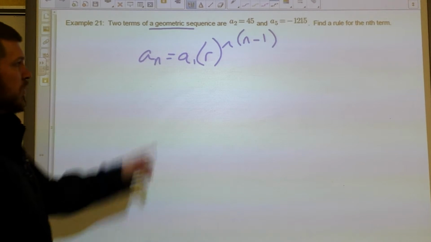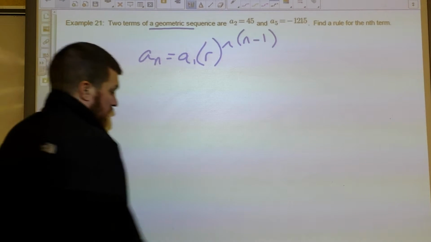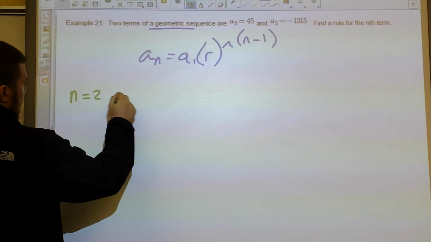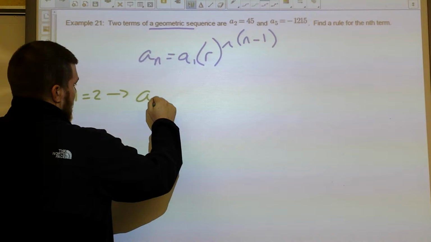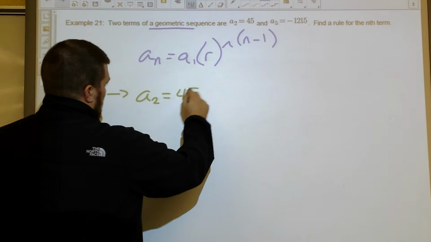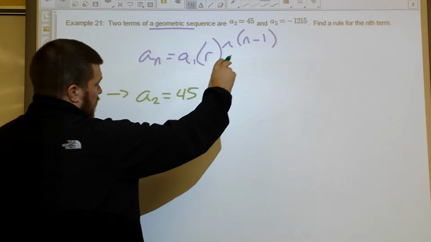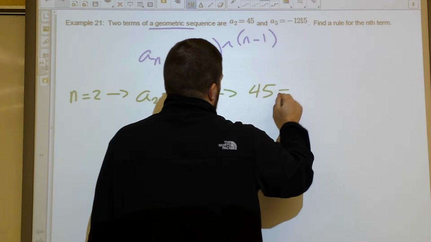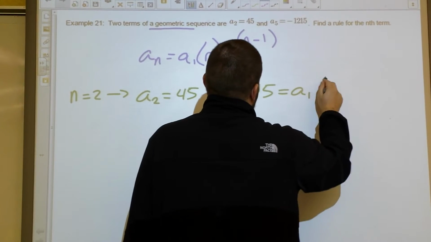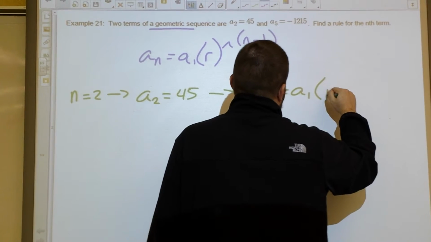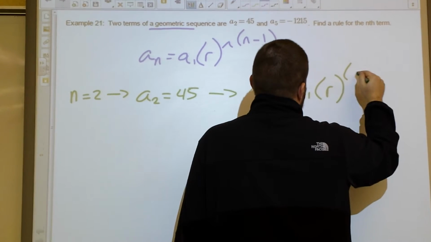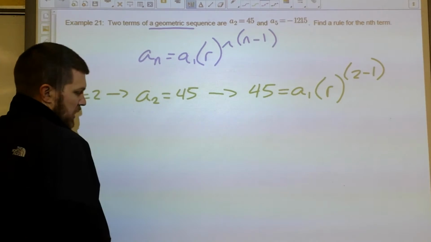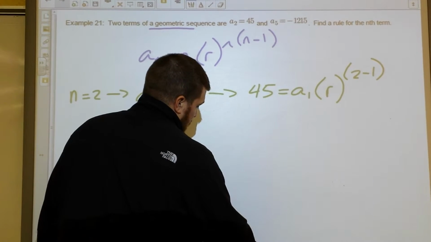Okay, now I'm going to plug in the information that I have. When n is 2, I know that a sub 2 is 45. So I'm going to use that information and plug into this rule to get 45 is equal to the first position times r to the 2 minus 1 power. Okay, because I'm just plugging in what I know.